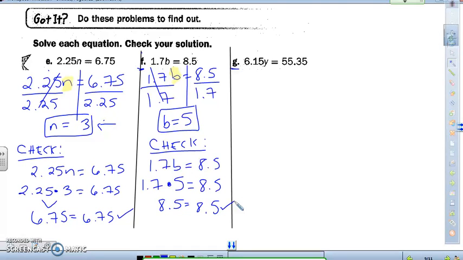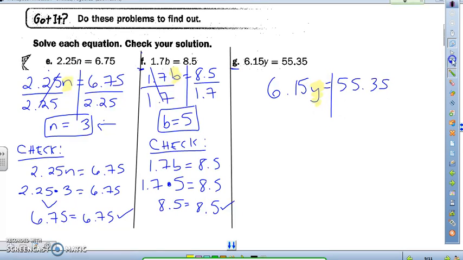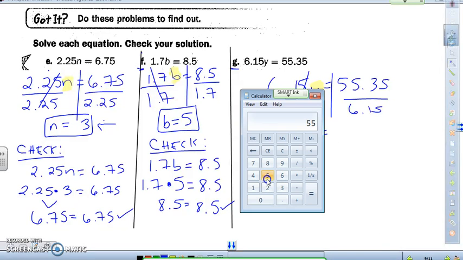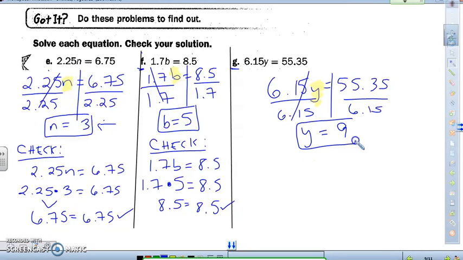Let's do G. So 6.15y equals 55.35. Draw my line, highlight my variable. Again, the 6.15 and the y are touching. To get rid of that is what operation? Well, it's multiplication. To get rid of it, you're going to do division. Both sides by 6.15. Y equals, so 55.35 divided, remember that line means divided by, 6.15 gives me a plain old 9.